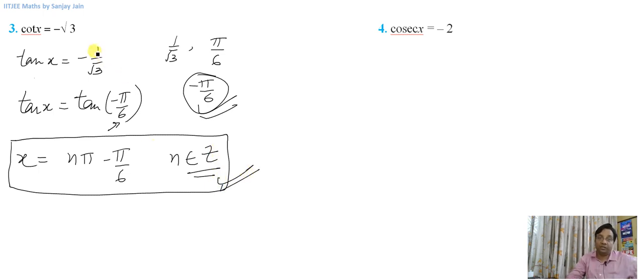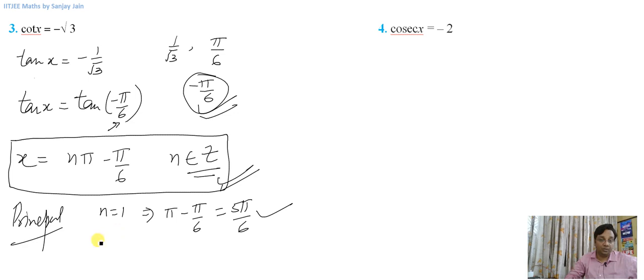Now let us talk about principal solutions. I am looking for values between 0 to 2 pi. So if I put n equal to 0, that will give me a negative value, which is not acceptable. n equal to 1 will give me pi minus pi by 6, that is 5 pi by 6. So it is one of the solutions. n equal to 2 gives me 2 pi minus something, which is also acceptable because that is lesser than 2 pi. So it will give me 11 pi by 6.